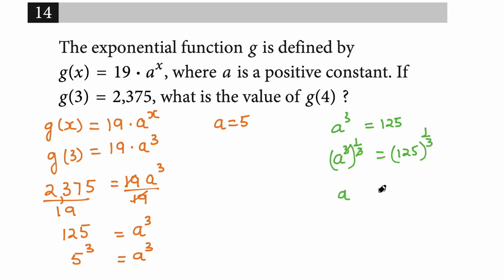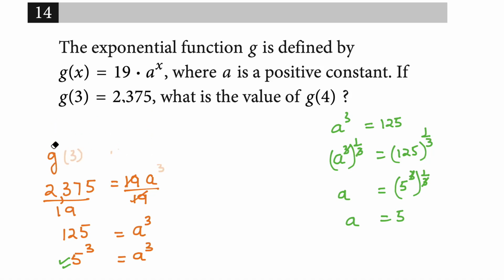So a is equal to, now I can write 125 as 5 cubed raised to the power 1 by 3. So this 3 and this 3 cancelled. A is equal to 5. This method is definitely working here, but maybe it will not work every single time. So we can also solve it by this method. So value of a is equal to 5. Okay. A is calculated.